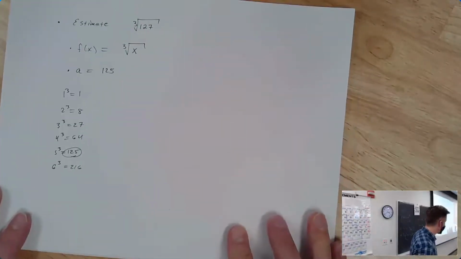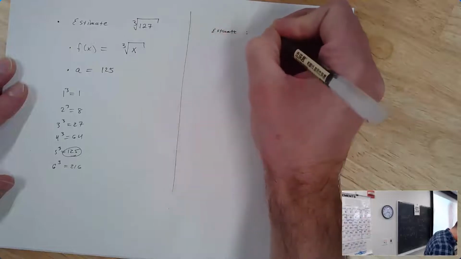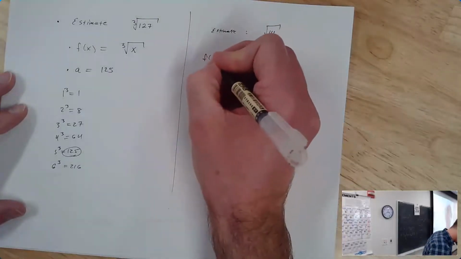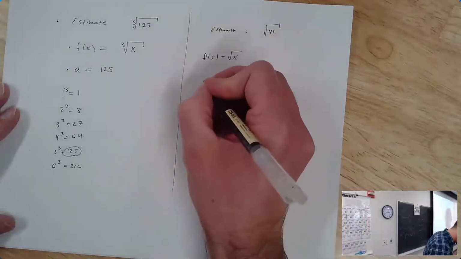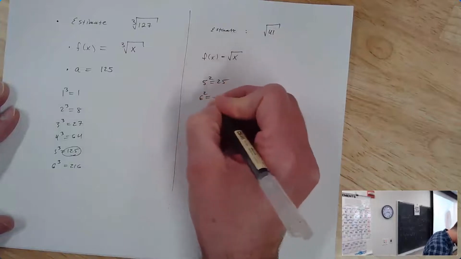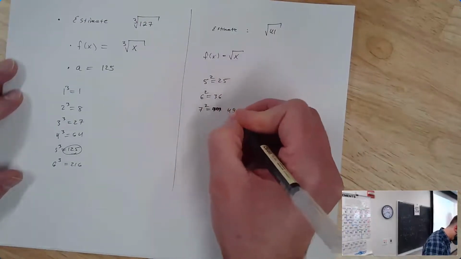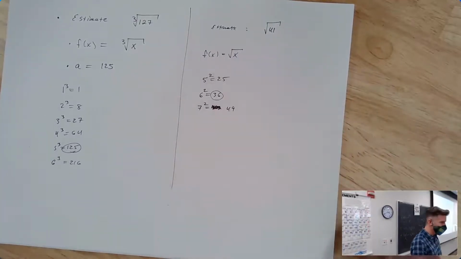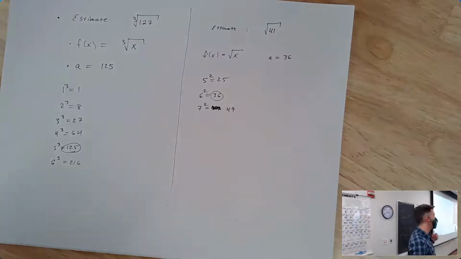It can be a little bit harder to get the right a value if someone gives you something like estimate, I don't know what, the square root of 41. Our function is definitely the square root of x. But then I really do want to write out what my squares are to see which one's closest. So I know that 5 squared is 25, 6 squared is 36, 7 squared is 49. Which is closer, 36 or 49? 36, but not by a lot, right? I mean, it is closer. So this is definitely the a value we would use. So you always want to pick the closest thing that's easy to plug in.